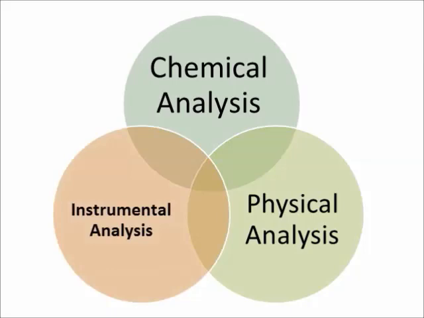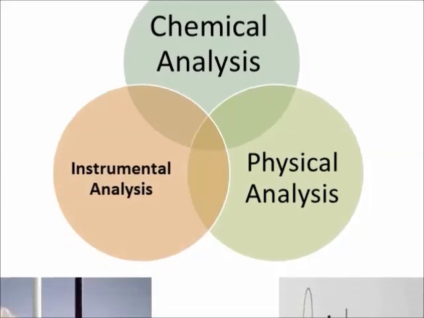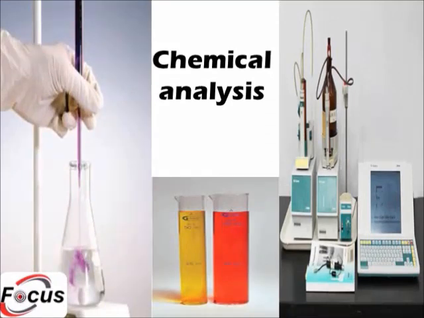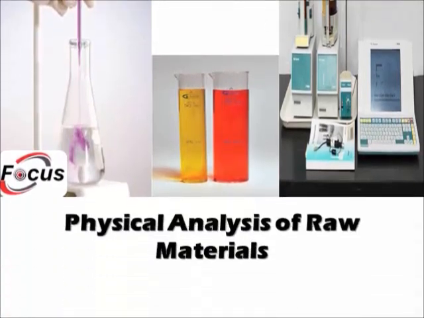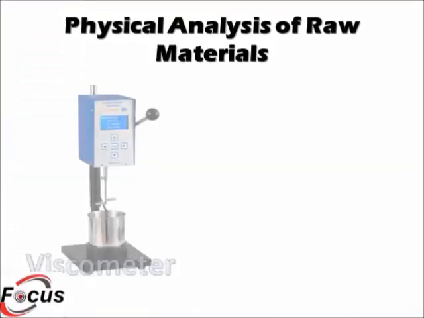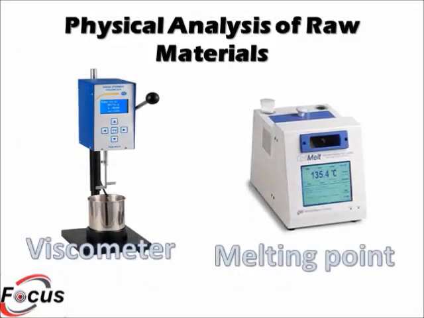Examples of chemical analysis are titration, Karl Fischer, limit test, and solubility test. And for the physical analysis we have viscosity and melting point tests.